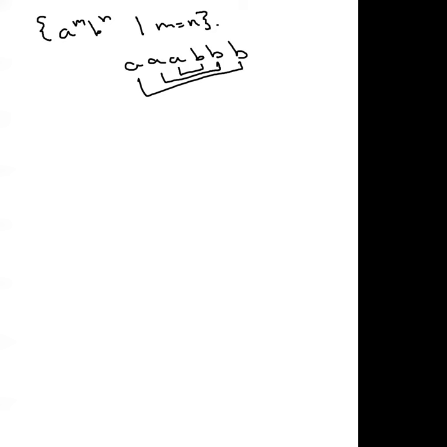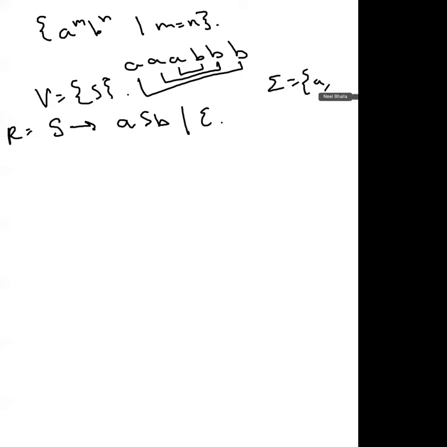So we can solve this using one variable. We're going to have S and it's going to become either ASB, so that places an A and B on both sides, or it can derive empty. And of course, V is just S. And these are our rules right here. S is our start state, and of course, sigma is going to be just a, b. So that's the first one.